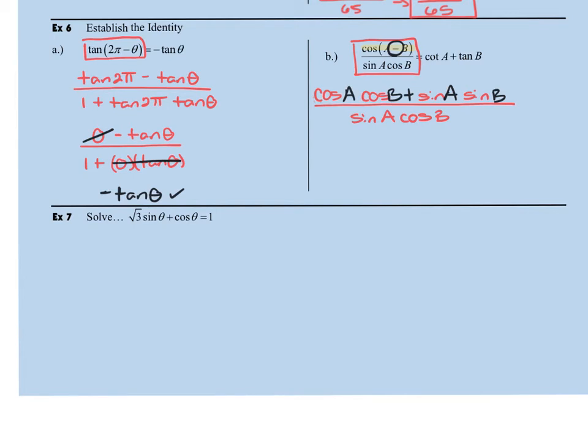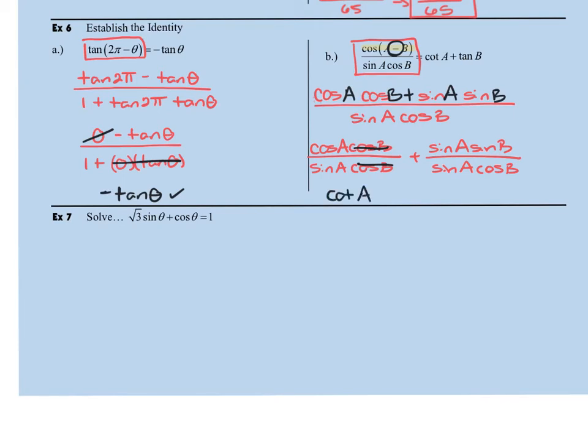So what we're going to do is recognize that I can take this portion of the numerator and divide it by that, and this portion of the numerator and divide it by that. So I'm going to split it back out into its own separate fractions. So cosine A, cosine B, all over sine A cosine B, plus sine A, sine B, all over sine A and cosine B. Now what I can see is that my cosine B's are going to cancel, and of course cosine over sine is cotangent A.